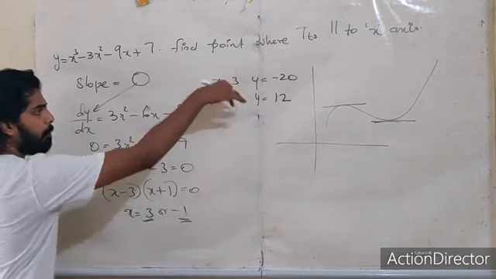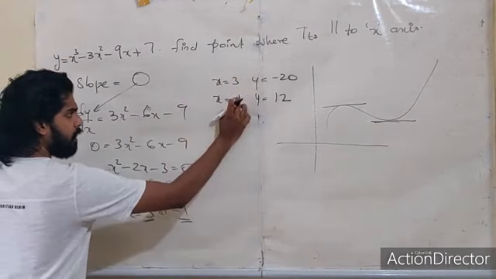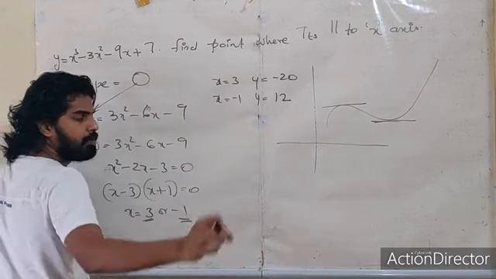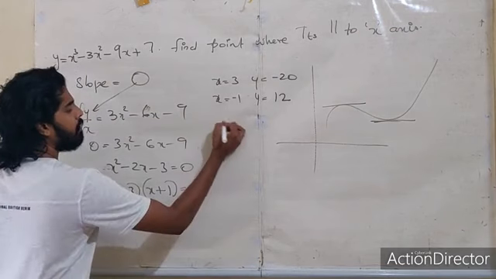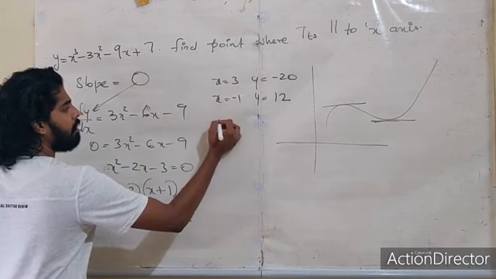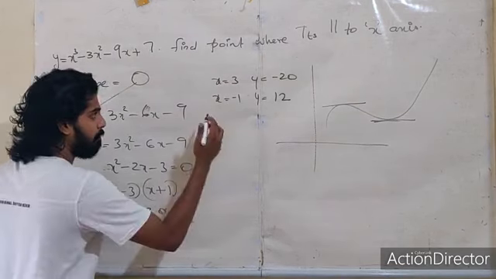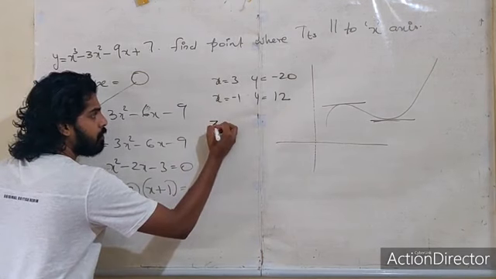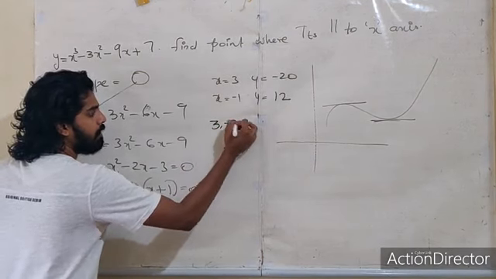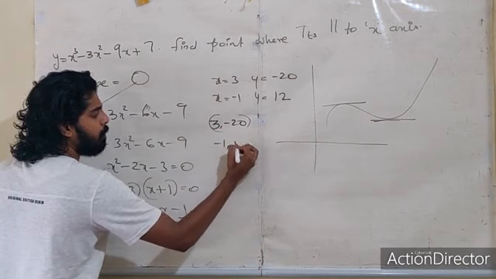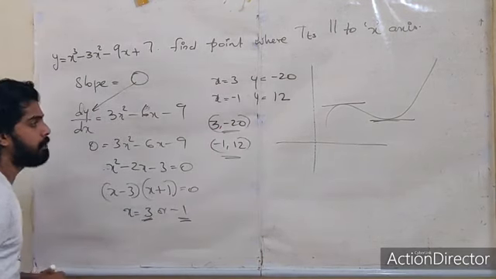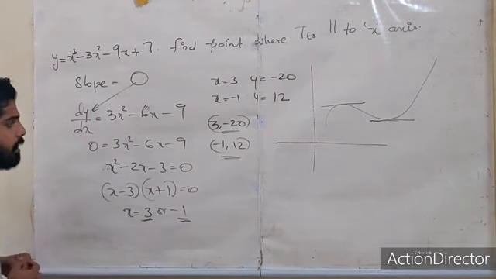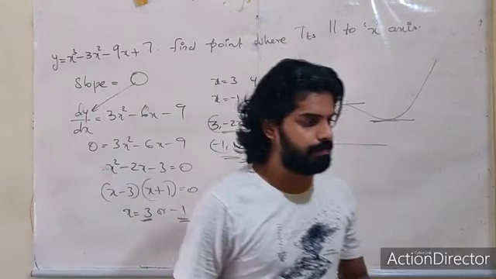I don't know if I have made any calculation mistakes. If I have made any mistake, you can correct me. You can comment down below, or you can send me a WhatsApp message that I have made a mistake. So 3 comma negative 20 and minus 1 comma 12 are the points on this curve at which the tangent is parallel to the x-axis. Okay, let's do the next question.